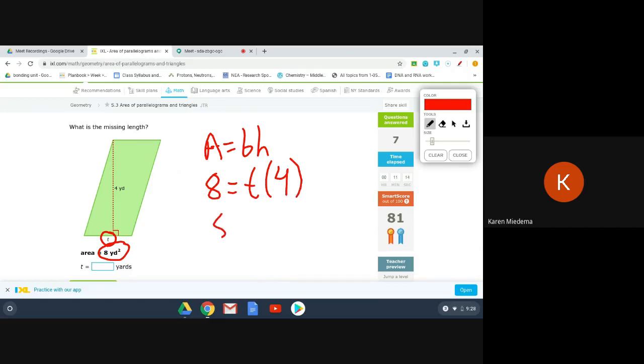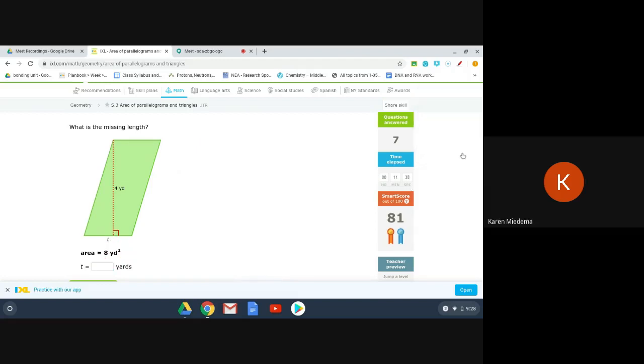Anytime you have a number multiplied to a variable, like t times 4, it's typically written as 4t. And now solving for t, we divide both sides by 4. 8 divided by 4 is 2. And we get 2 equals t. So 2.